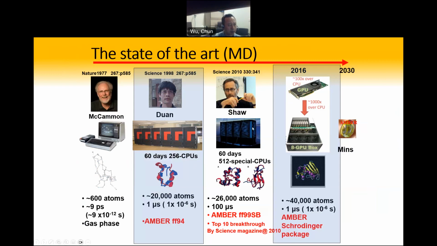This work inspired Dr. Shaw, who invested money to develop a specialized supercomputer to do molecular dynamics simulation. And now you see it can fold a small protein into the native conformation. Even without access to a supercomputer, now with the graphics card, we can do decent computation. Another advantage is that if we do nothing, our computing power will keep increasing every year and the price will drop every year.